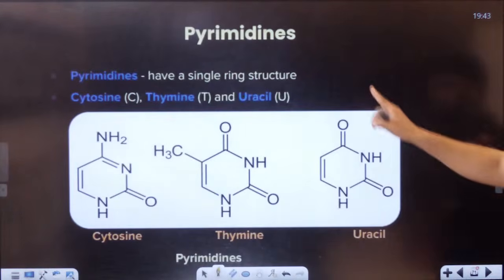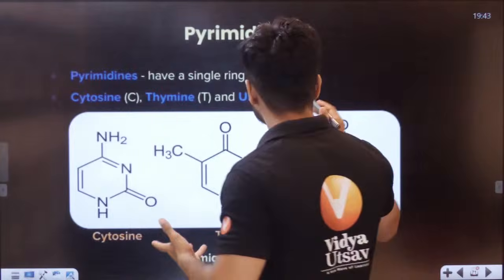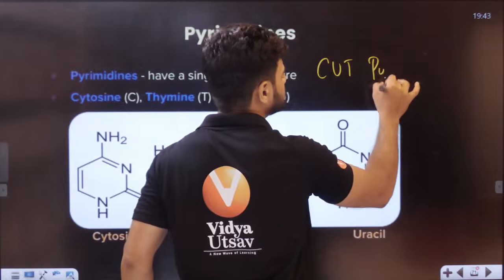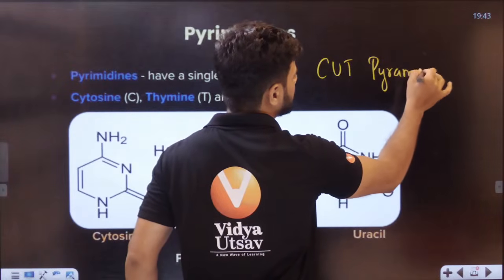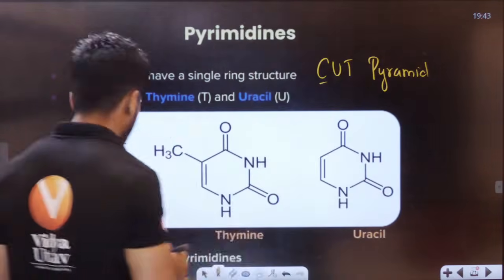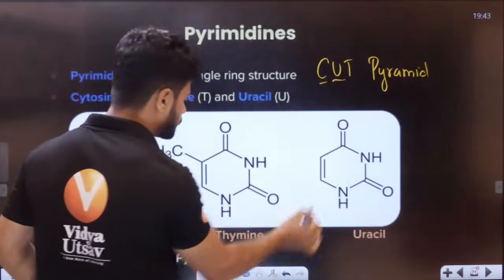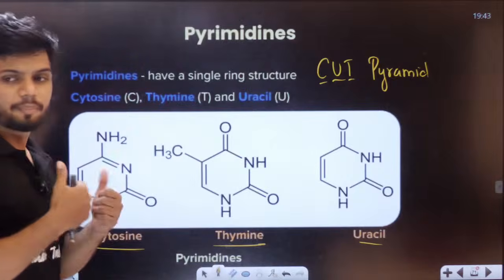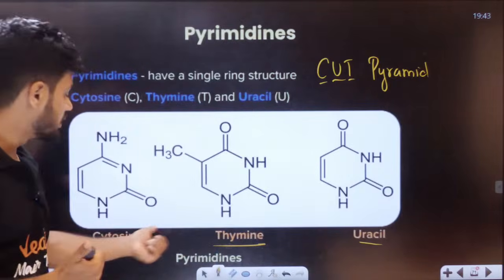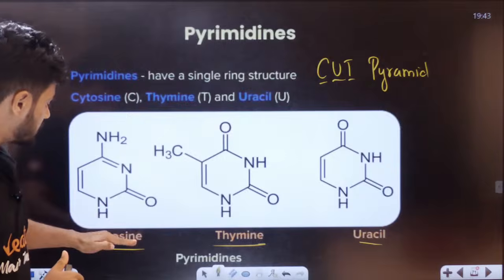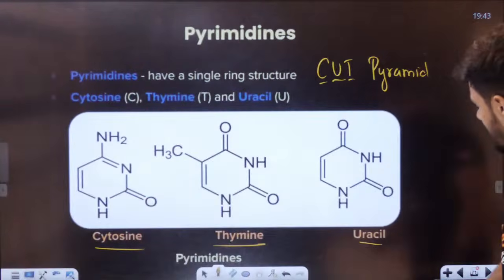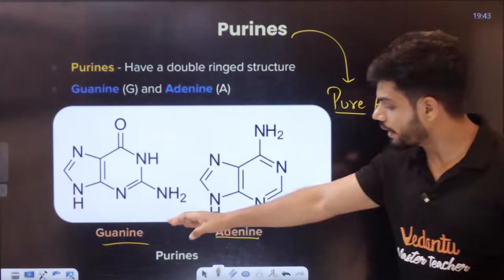Now, what are pyrimidines? Pyrimidines: cut the pyramid. Cut is what? C is for cytosine, U is for uracil, T is for thymine. So with cut the pyramid, we have all the pyrimidines: cytosine, thymine, uracil. And with pure as gold, we have guanine and adenine, students.